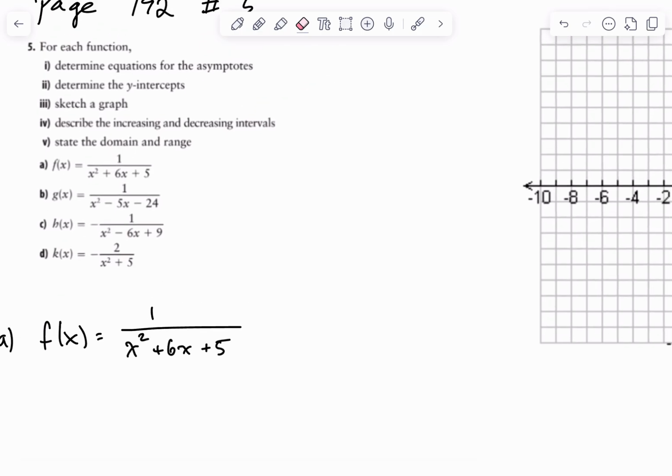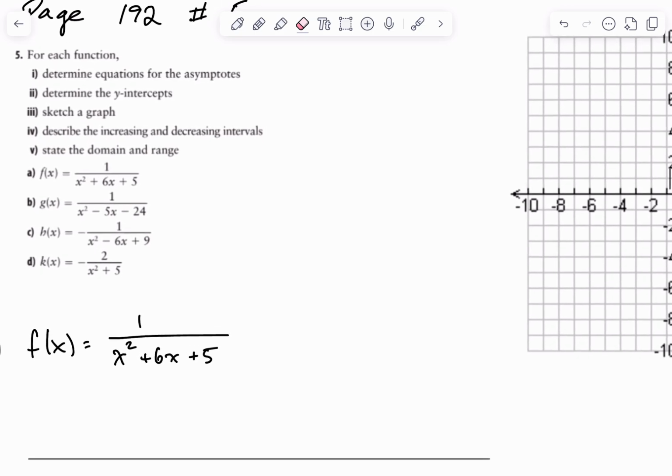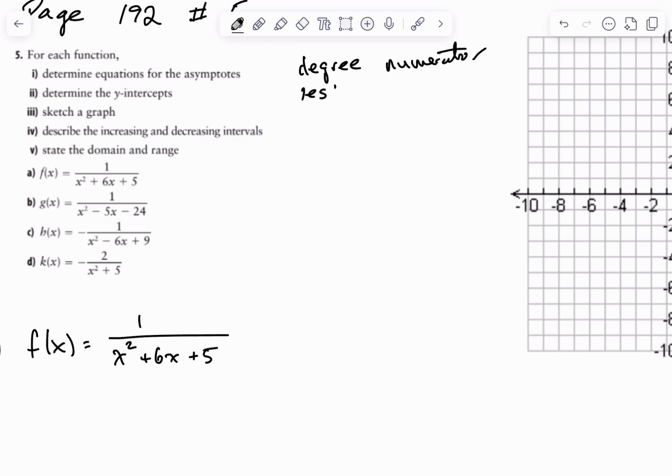You can notice that these are all what we call reciprocal quadratic equations, or reciprocal quadratics. You can see in each of these instances the degree of the numerator is less than the denominator. So for each one of these equations, the horizontal asymptote is going to equal 0.